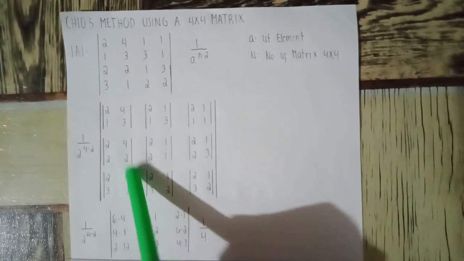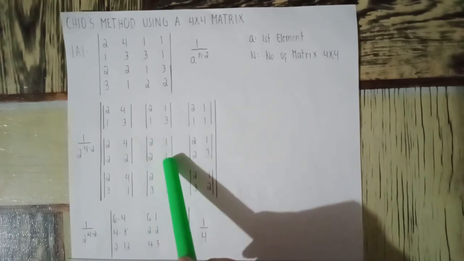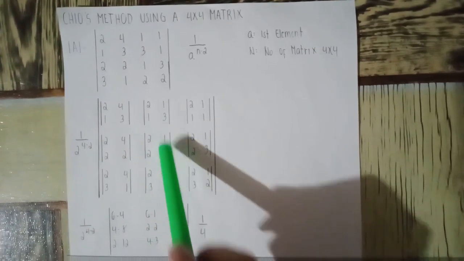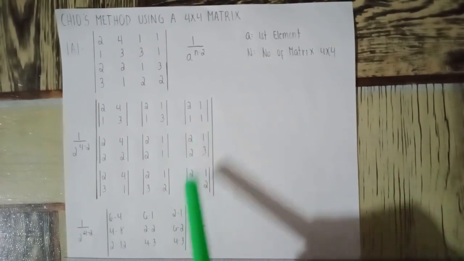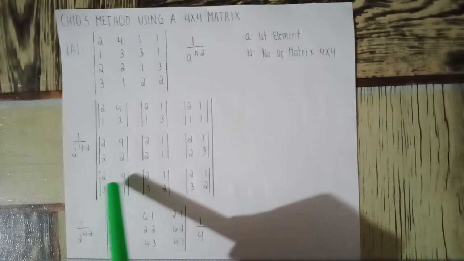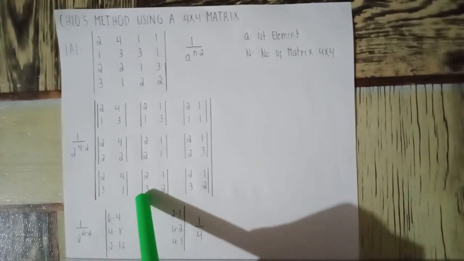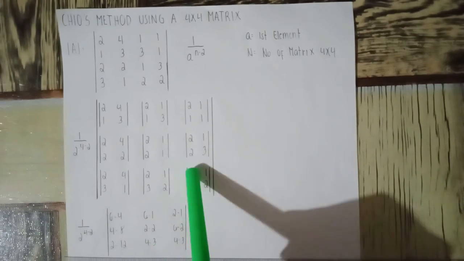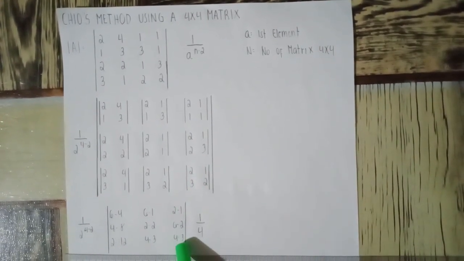Next is 2 times 2 is 4, 2 times 4 is 8, 2 times 1 is 2, 2 times 1 is 2, 2 times 3 is 6, 2 times 1 is 2. Next is 2 times 1 is 2, 3 times 4 is 12, 2 times 2 is 4, 3 times 1 is 3, 2 times 2 is 4, 3 times 1 is 3.